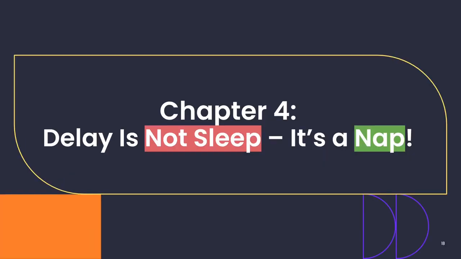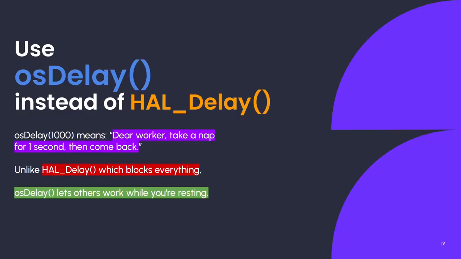Chapter 4. Delay is not sleep. You may have noticed in the previous slide that I used OS delay instead of HAL delay. And why? When we use OS delay, imagine we're using OS delay 1000. That means worker, go take a nap for a second, then come back. And when that worker sleeps, the other workers will continue working.